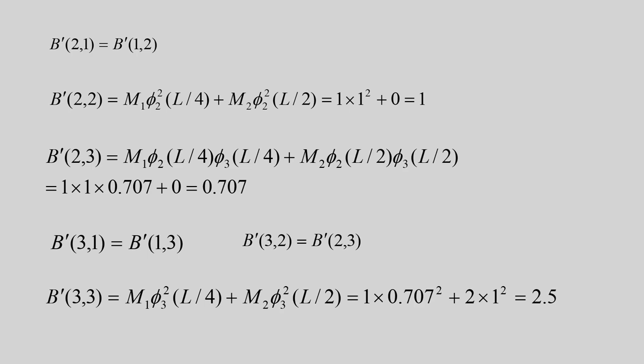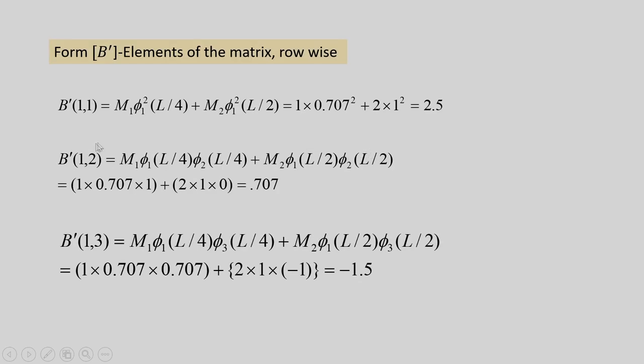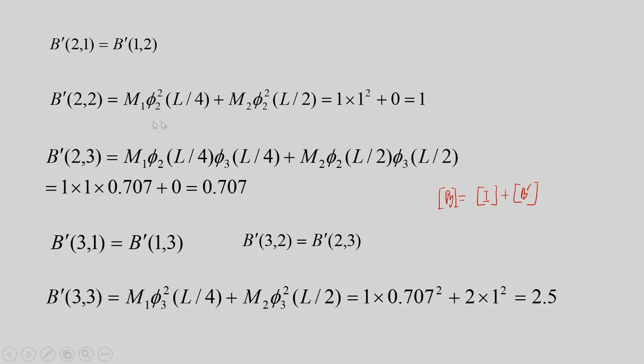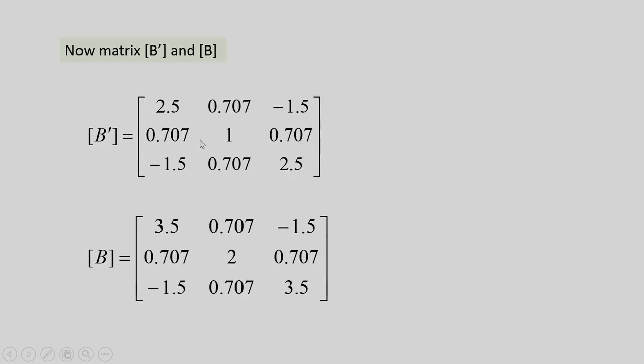B prime 3, 1, that is the third row first element, is equal to B prime 1, 3, and B prime 3, 2 is equal to B prime 2, 3. The last diagonal element, B prime 3, 3, we calculate as M1 phi 3 square at L by 4 plus M2 phi 3 square at L by 2, and its value is 2.5. Now we can form the matrix B, because B matrix is nothing but the summation of a unit matrix plus B prime matrix. So the first element of B matrix will be 1 plus 2.5, that is 3.5, and B 2, 2 will be 1 plus 1, that is 2. So like that we have calculated the B matrix.